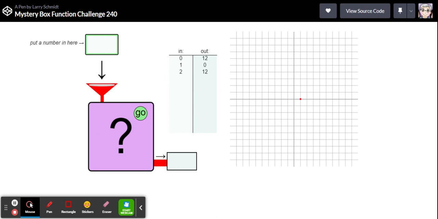So I'm actually just gonna sketch those points in here up at the top of the page. I mean, it won't be quite accurate, but 0, 12 is somewhere up here, and 2, 12 is somewhere up here. So this is either a really steep quadratic or a really steep absolute value or some really steep trig function. So I think we need some points in between.